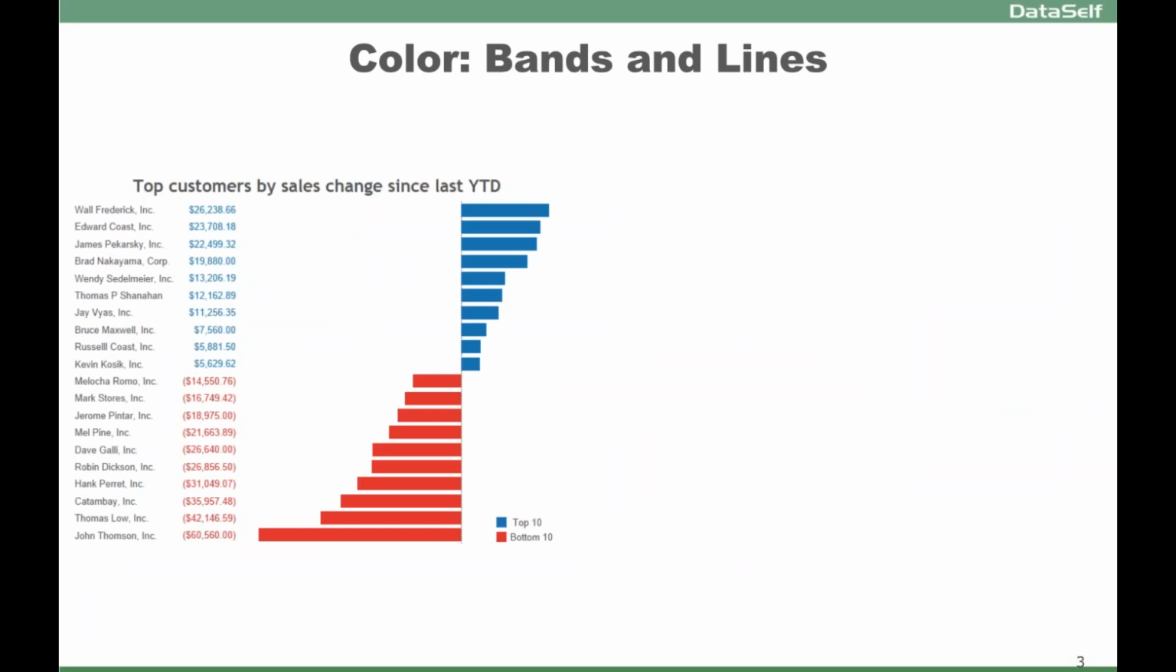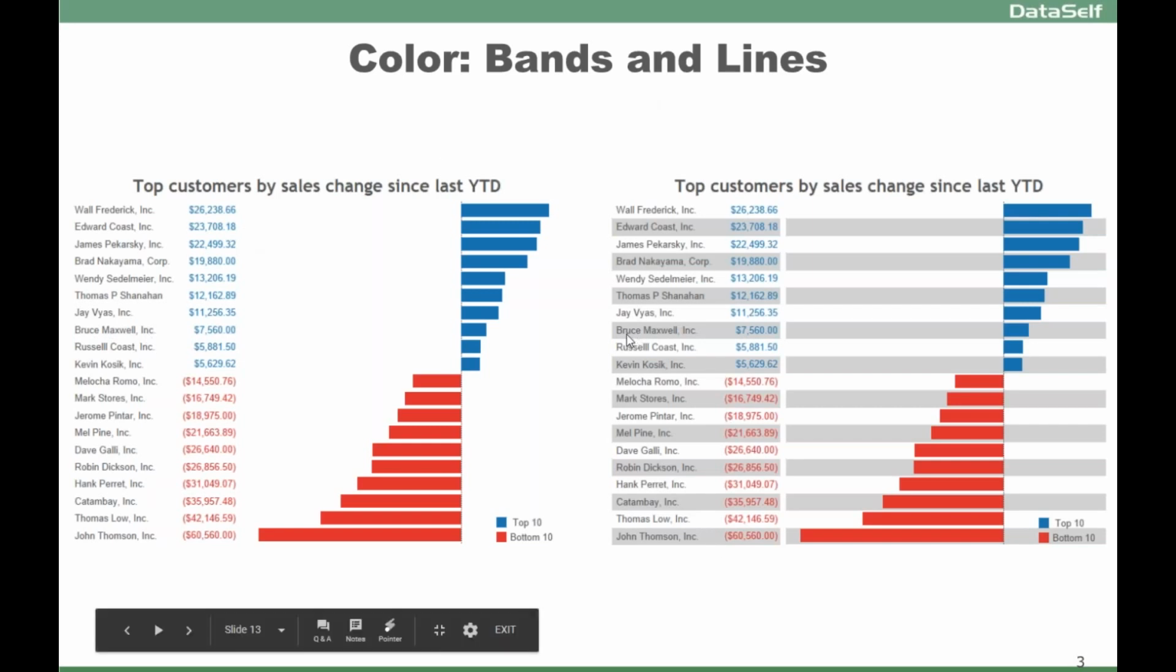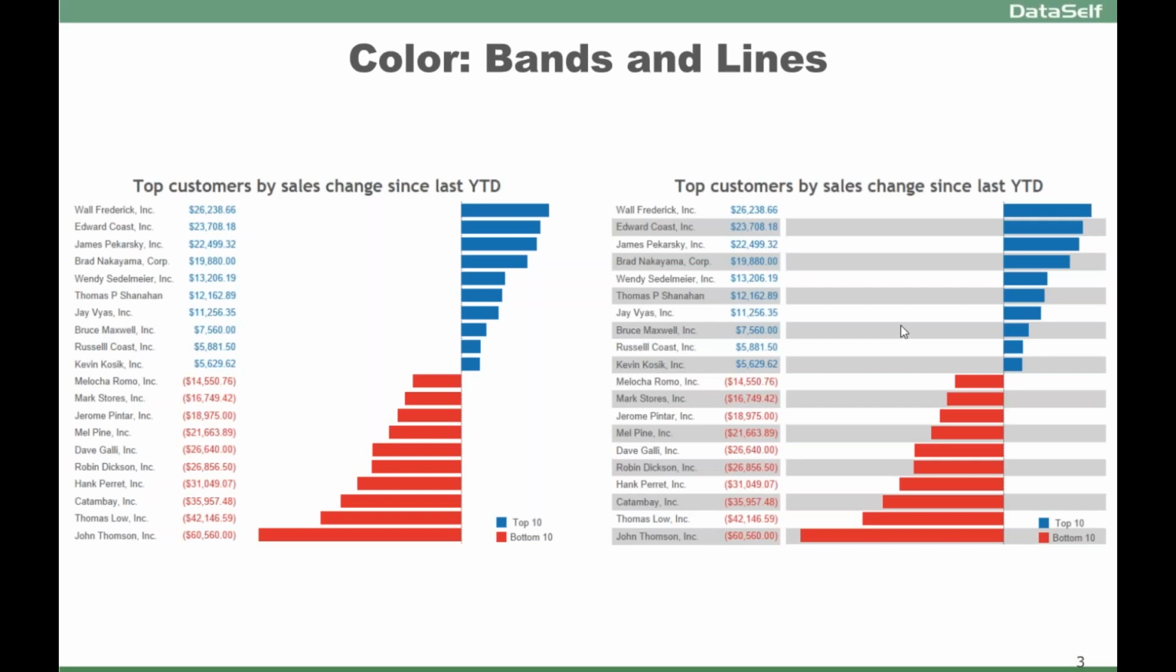This is another example from one of our clients where they took one of our out-of-the-box reports showing top customers by sales change since last year to date. They have the information on a grid and also on a chart. Initially very clean, very simple, not cluttered, but a little tricky for people who like to see charts to relate the chart to the same customer. So the evolution of this chart was actually putting more ink into it. So sometimes you have to use bands and lines to align the same entity across different parts of the visualization.